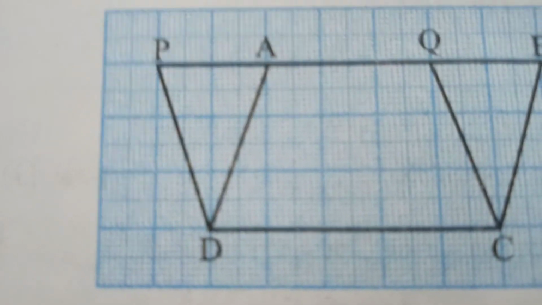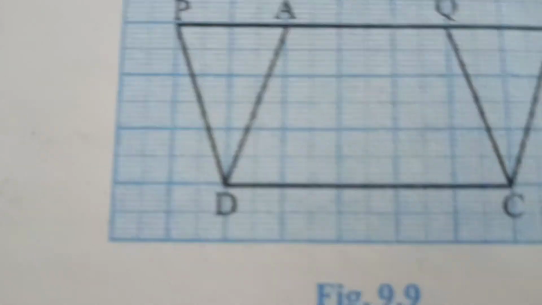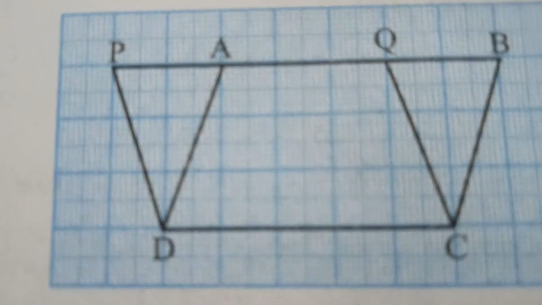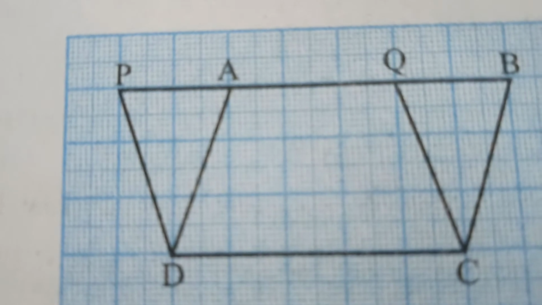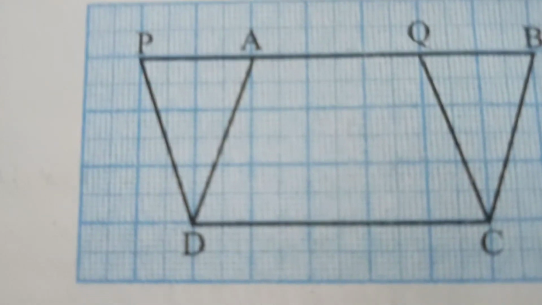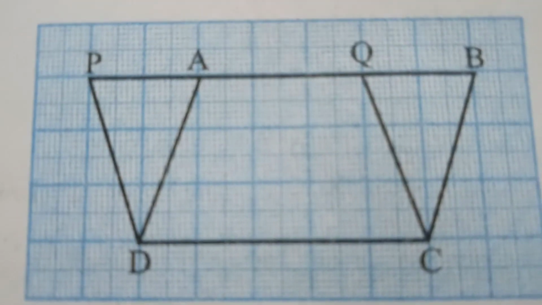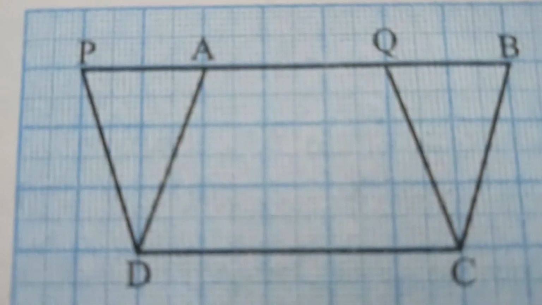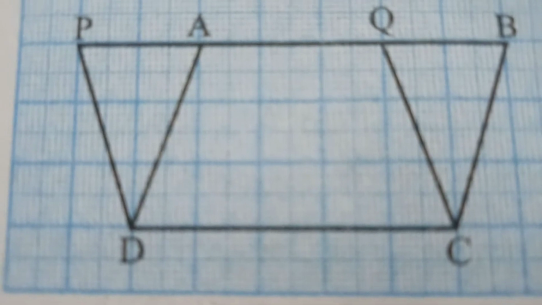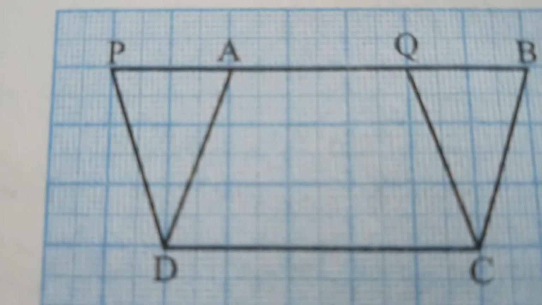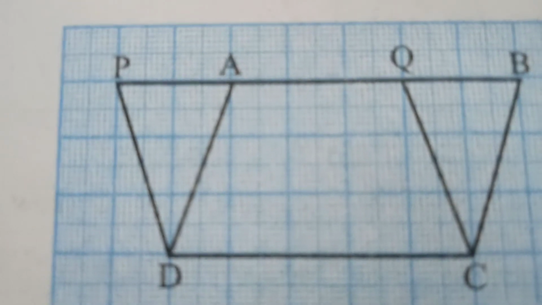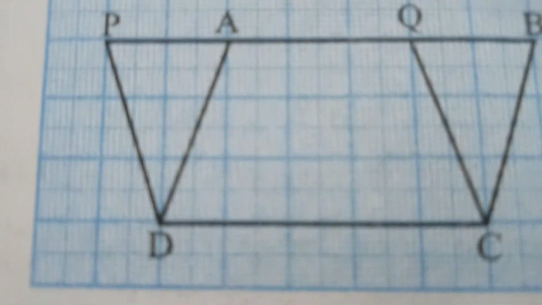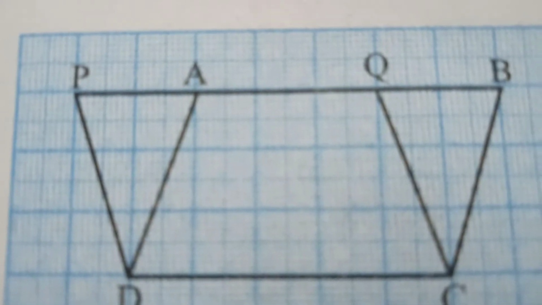That is one way. Another way, you count the full boxes of parallelogram ABCD. How many full square boxes, how many half boxes are there? And now you count again the boxes, full and half, in parallelogram PQCD. ABCD is one parallelogram and PQCD is another parallelogram. They both are on the same base and lie between the same parallels. If you count the number of square boxes, full and half, their area will be equal.